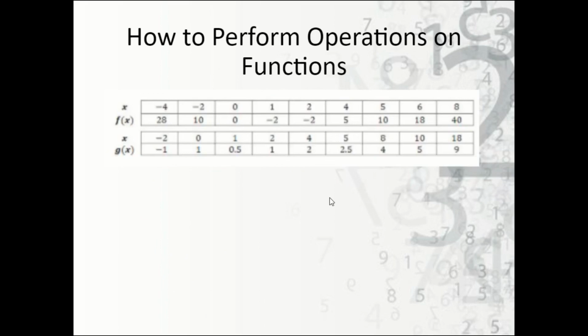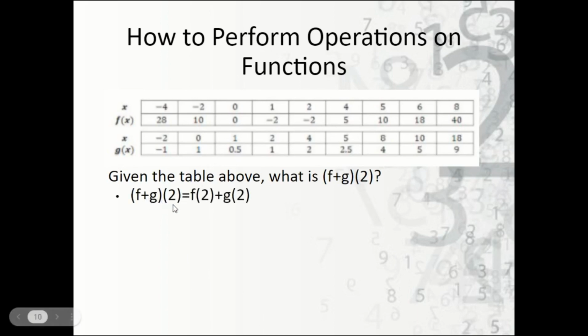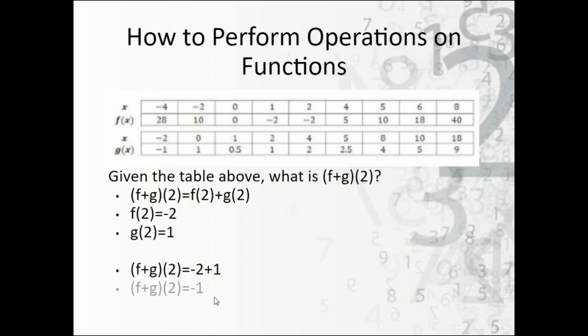Now let's look at another example. So it says, what is f plus g of 2? Well, when we write that out, f plus g of 2 is the same thing as f of 2 plus g of 2. So when we do that, we find f of 2, which is negative 2, and g of 2, which is 1. And then we're just going to add those two together. So we add up negative 2 plus 1, which is negative 1.